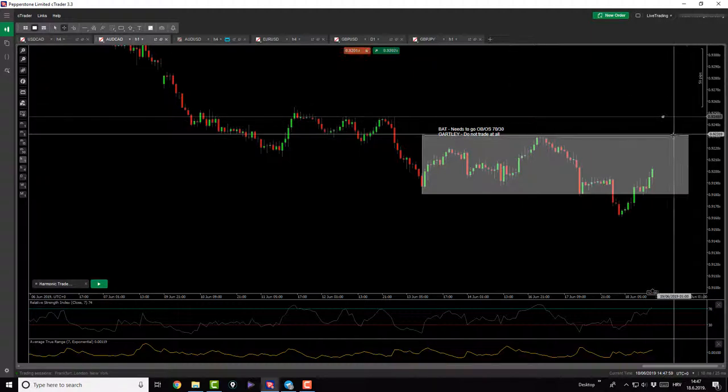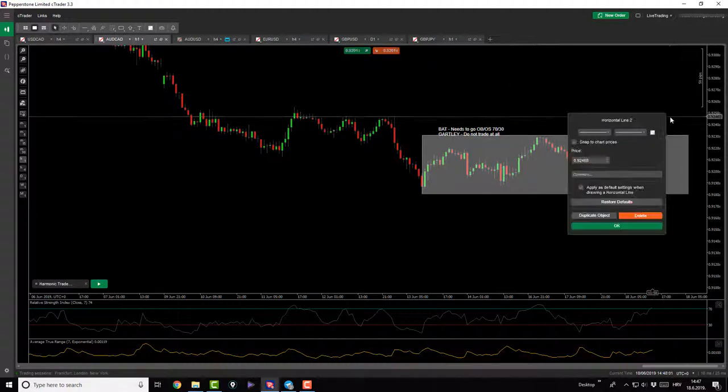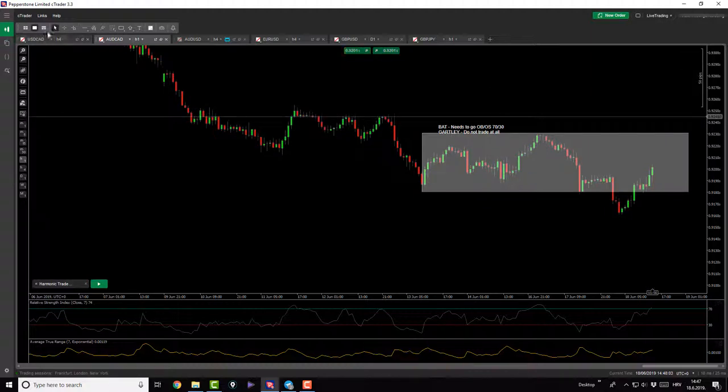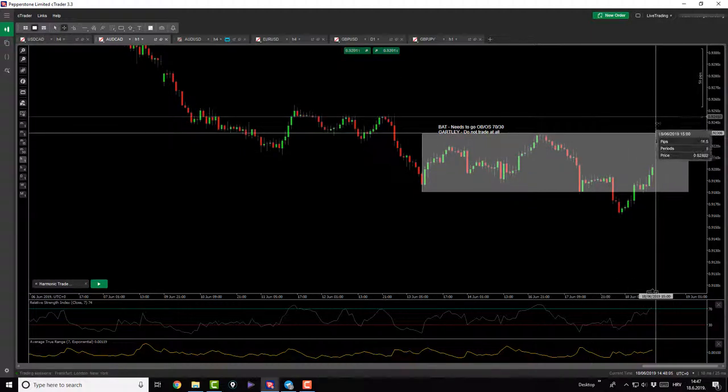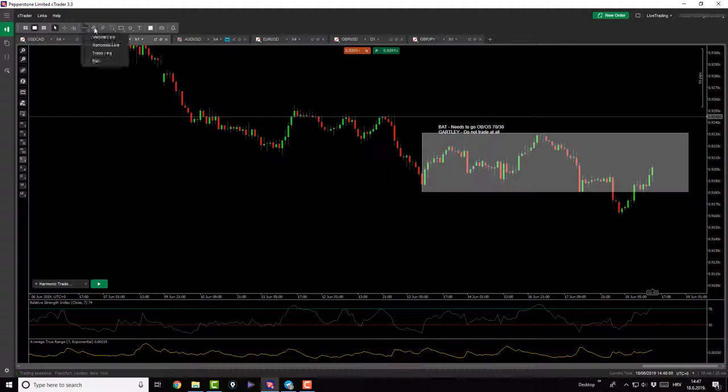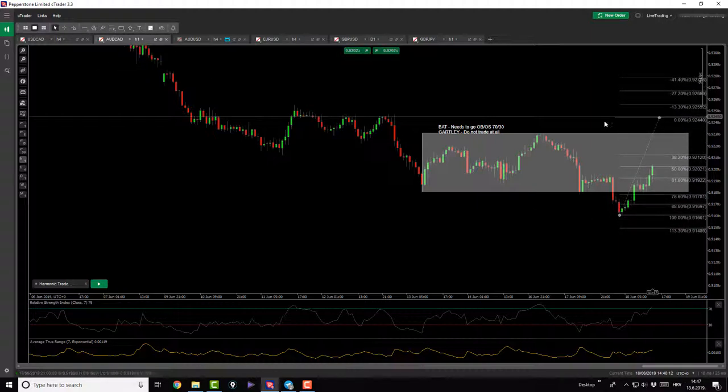Let me just double check everything. Yeah, so let's move it down a little bit. So that would be 12 pips, yes. And then let's say 14 pips, and then I would place my stop loss, actually move it down, 27, yeah, there we go, 12 pips.